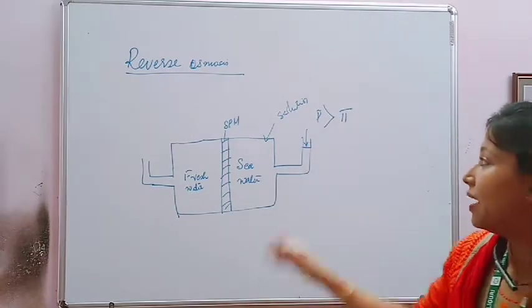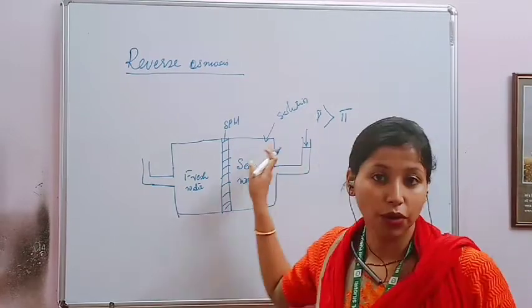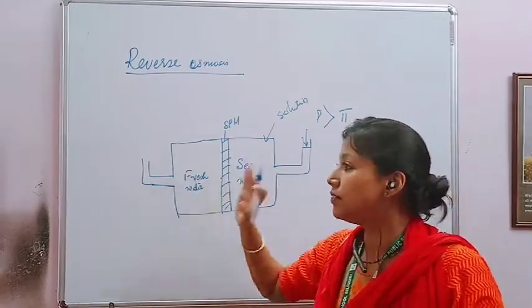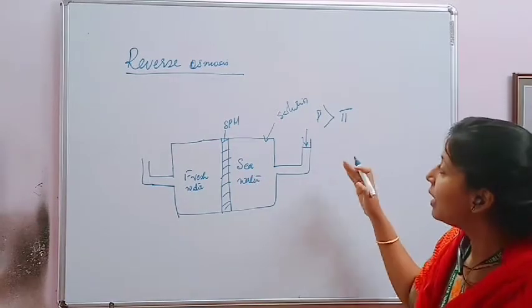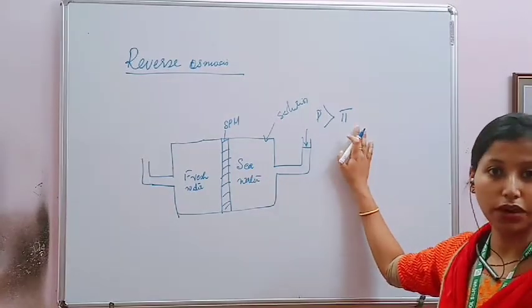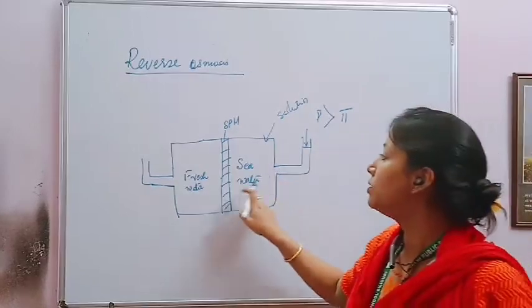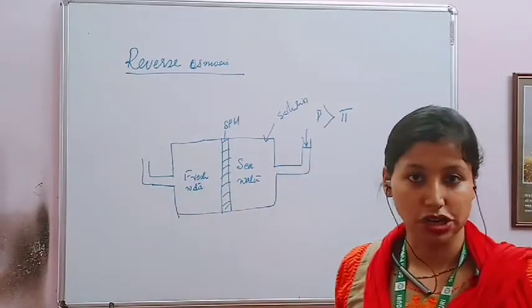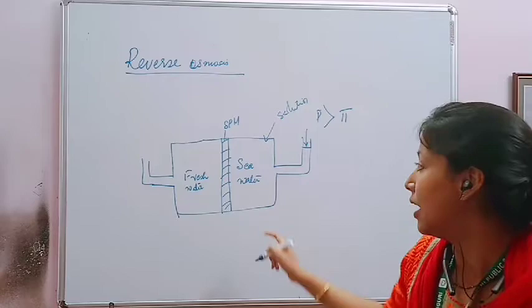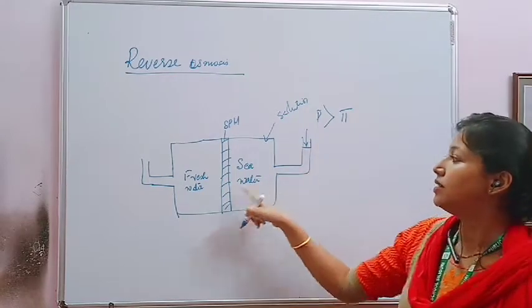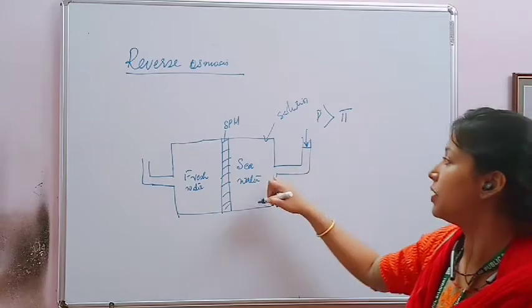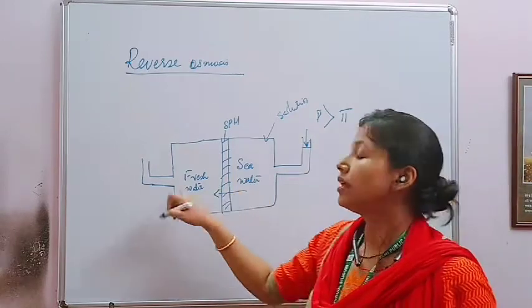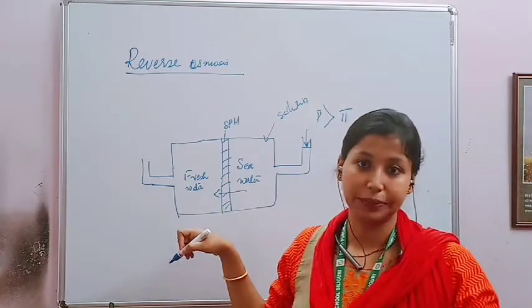We must remember that on application of osmotic pressure, the flow of solvent molecules will just stop. But if we apply a pressure which is greater than the osmotic pressure, the solvent molecules will start flowing in the reverse direction. Now, you see I've taken seawater and fresh water. So if we apply a pressure which is greater than the osmotic pressure, the water molecules will flow into the fresh water container.